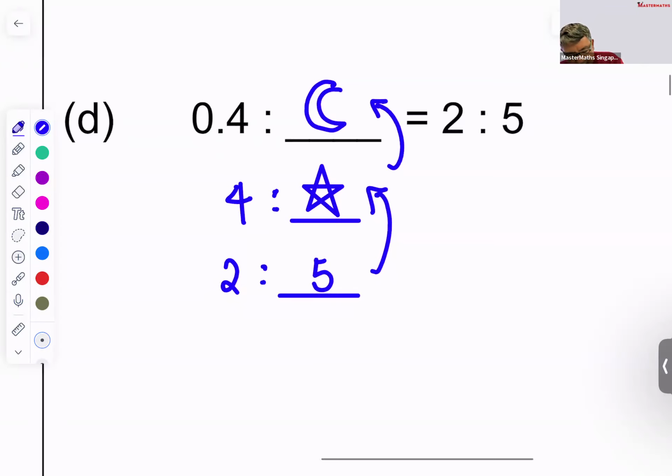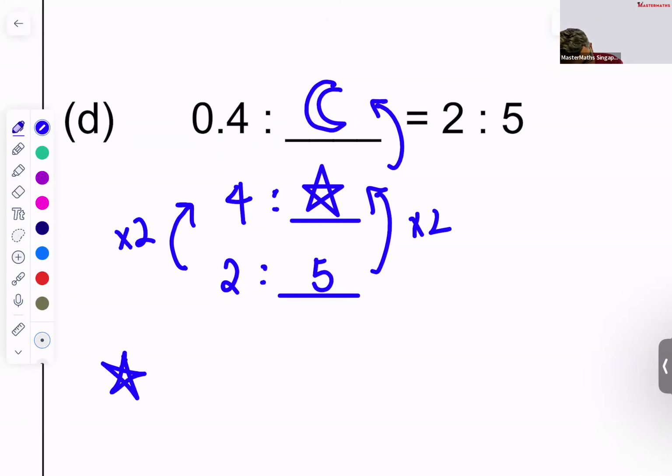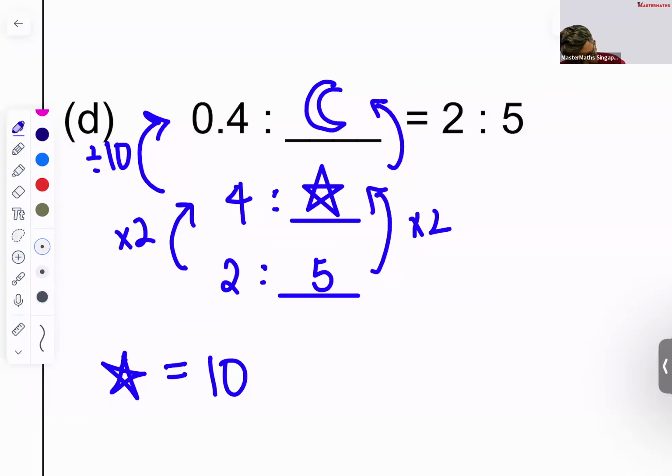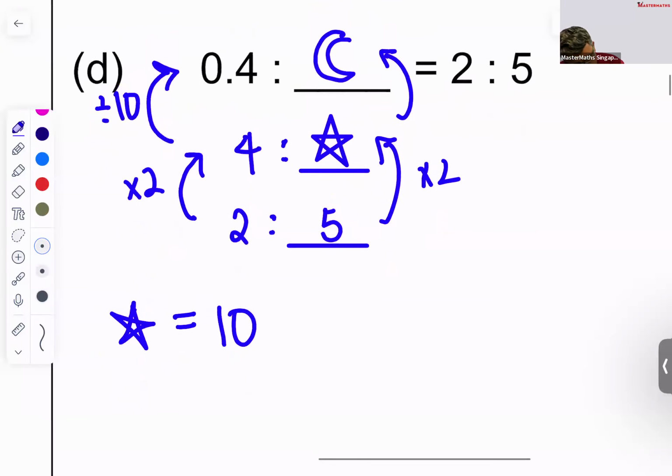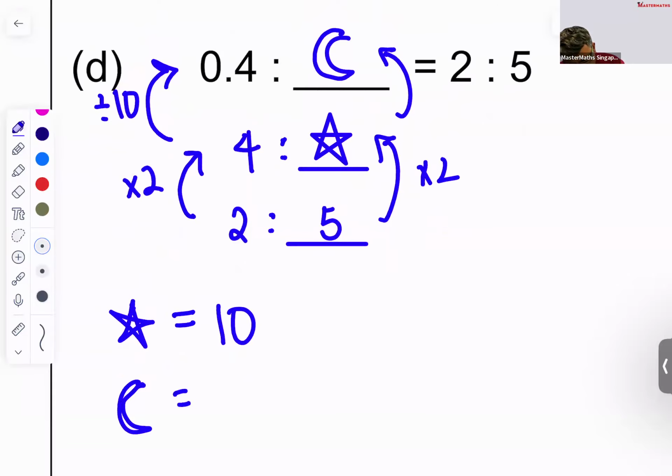No, no lah. Okay, so what do we do? Down here, 2 times 2, right? So what is 5 times 2? So my star is a 10. You get it? And then what did I do here? My 0.4 divided by 10. Correct? So my moon, crescent moon, I divide by 10. What is 10 divided by 10? 1. So the answer is 1.